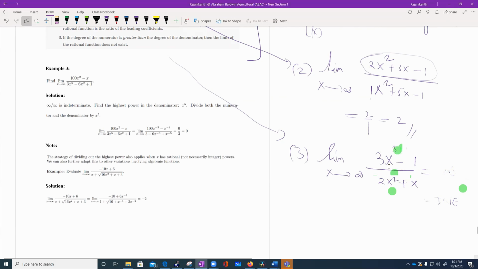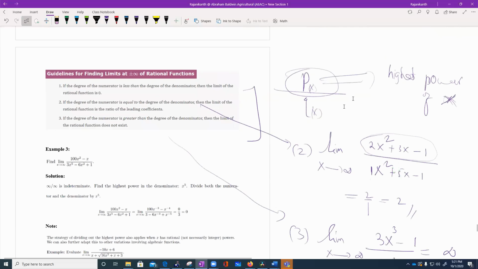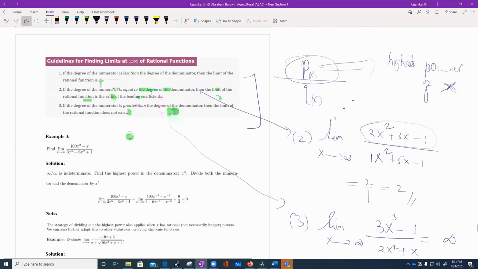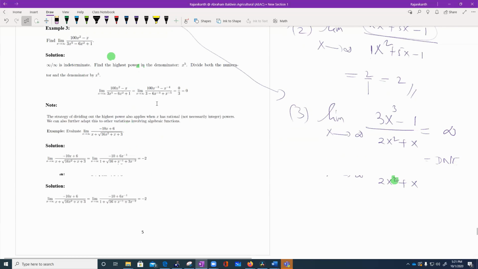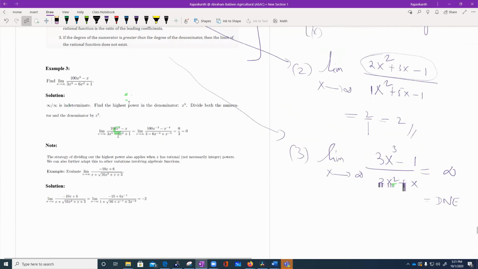Okay, that means what? If you have the highest power in the numerator, the answer is infinity. If you have the highest power in the denominator, the answer is 0. If you have the same power, then just the ratio of the leading coefficients is going to be the answer. All 3 scenarios are here. So you could go for the problems here and simply write down the answer.